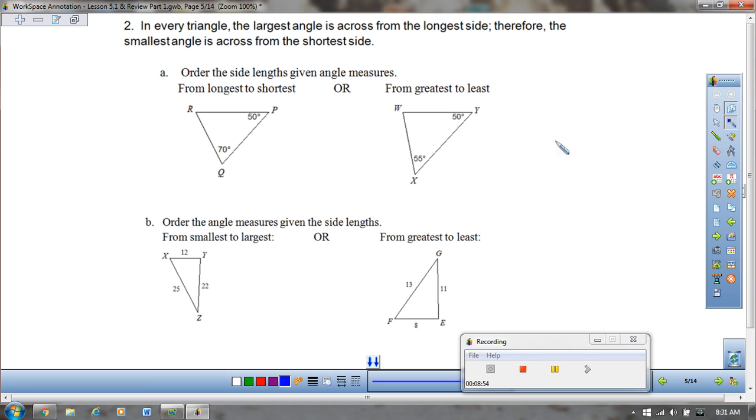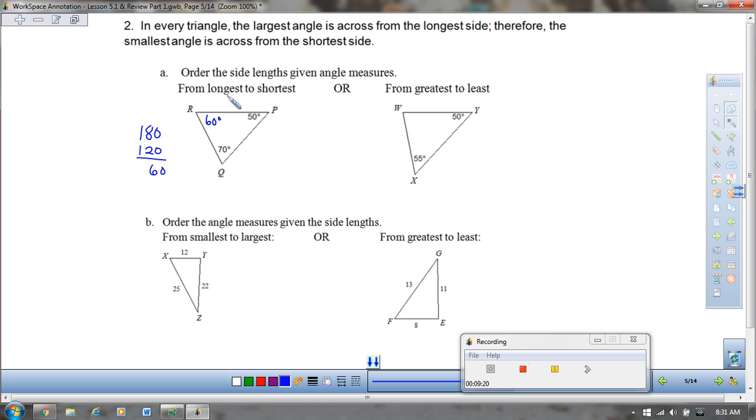So let's look at this also and see if we can apply this to help us determine the longest and shortest angles and sides. So one thing you might look at is ordering the side lengths given the angle measures. We've got an angle of 50 degrees here. We've got an angle of 70 degrees there. So the two of them together equal 120. So subtracting that from 180, we find out that the third angle is 60 degrees.